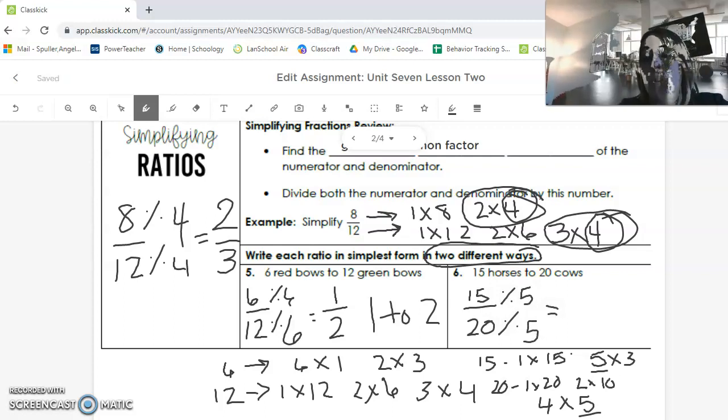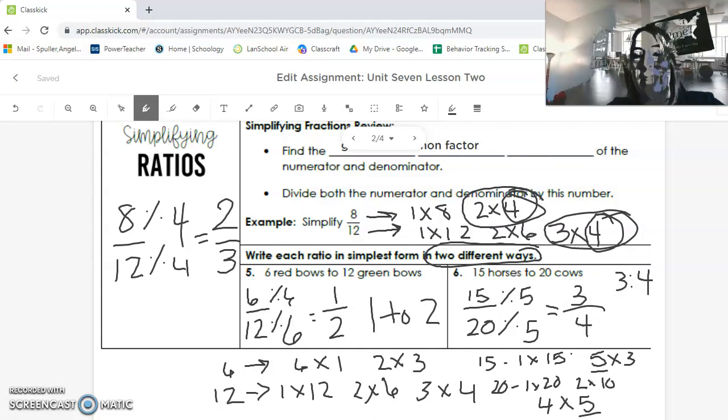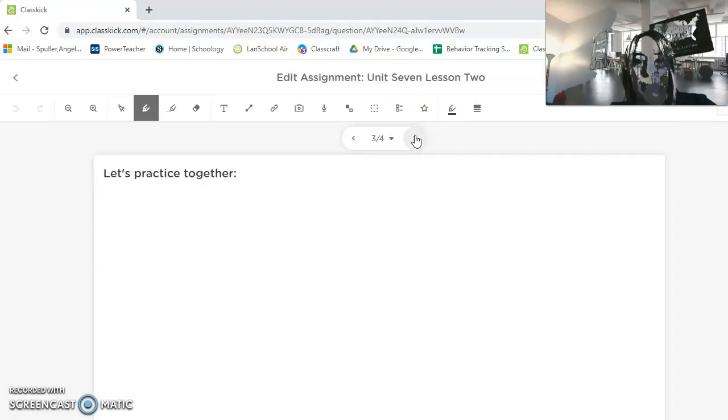5 times 3 equals 15. So 15 divided by 5 is 3. 4 times 5 equals 20. So 20 divided by 5 is 4. And then we can write it in a second way because it said to write it 2 ways. Good job. Let's move on.